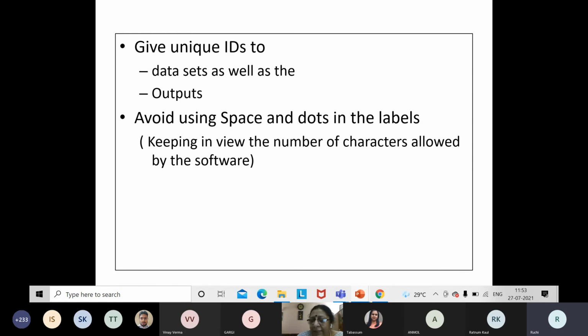There are certain precautions which each software also tells you: avoid using spaces, avoid using dots in the labels, keeping in view the number of characters which are allowed for each label. Those very basic things, very practical considerations, you have to keep in mind. Next, please.